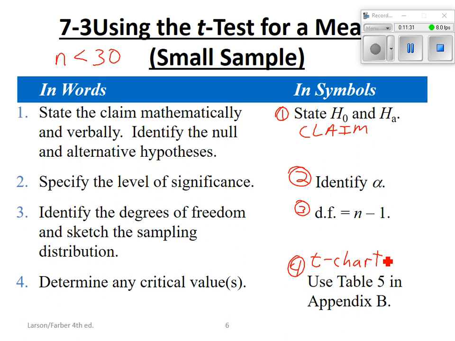So determine any critical values. You're going to draw your little bell curve again, figure out if you're one-tailed, two-tailed, whatever. Figure out these critical values here from the table. With the table, remember we use degrees of freedom. You have to know if you're one-tailed or two-tailed first before you start doing this. If you're just one-tailed, you use your degrees of freedom and go over to your level of significance. And if you're two-tailed, then you use the other one, the one below it.